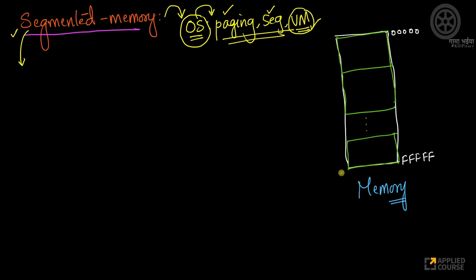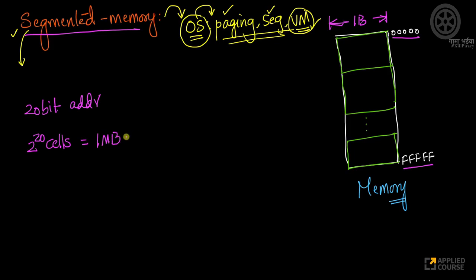Imagine this is my whole memory. My memory addresses start from 00000 to hexadecimal FFFFF. Each hexadecimal digit corresponds to 4 bits, so this is a 20-bit address. My address to this memory is 20-bit, so there are 2 power 20 cells or words. If each word is 1 byte, I have 1 megabyte of memory that I have here.